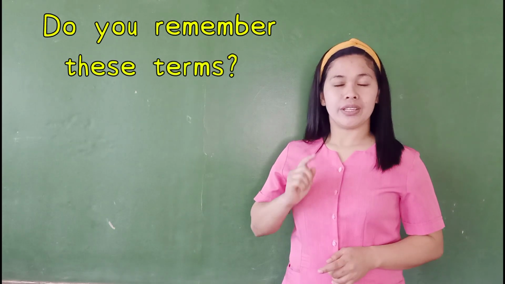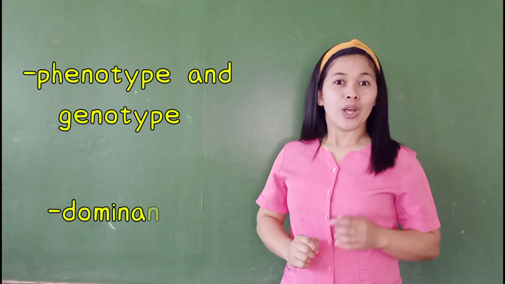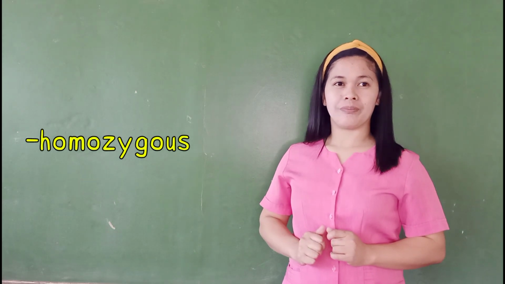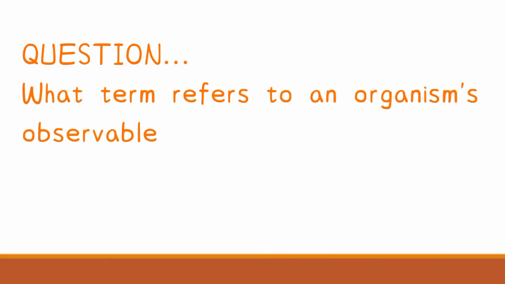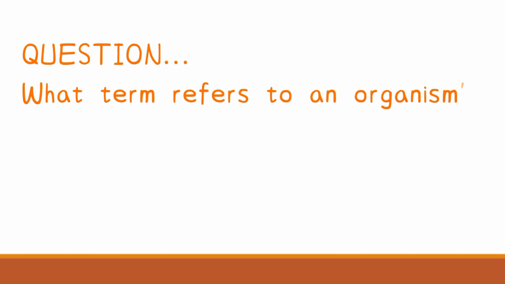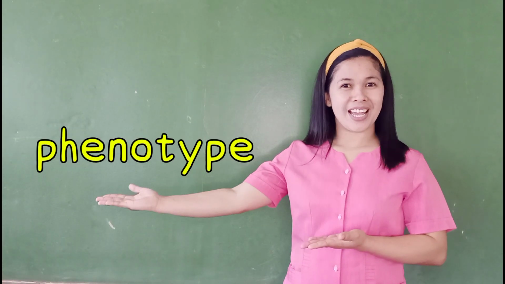You've learned about the different genetic terms such as phenotype and genotype, dominant and recessive, homozygous and heterozygous. Do you remember these terms? Let's try. What term refers to an organism's observable physical or behavioral traits such as flower color and plant height? What is the correct answer? The correct answer is phenotype.